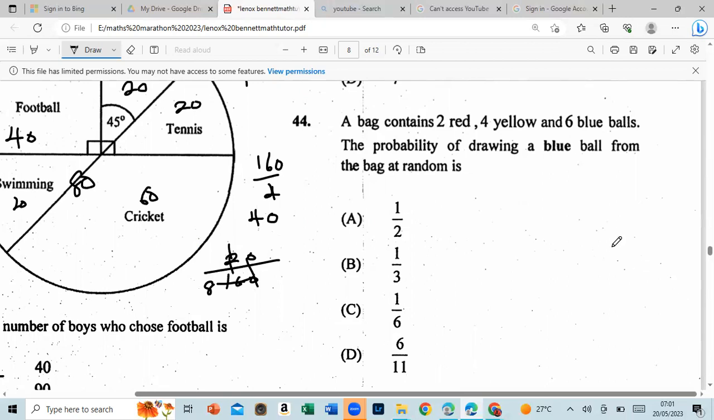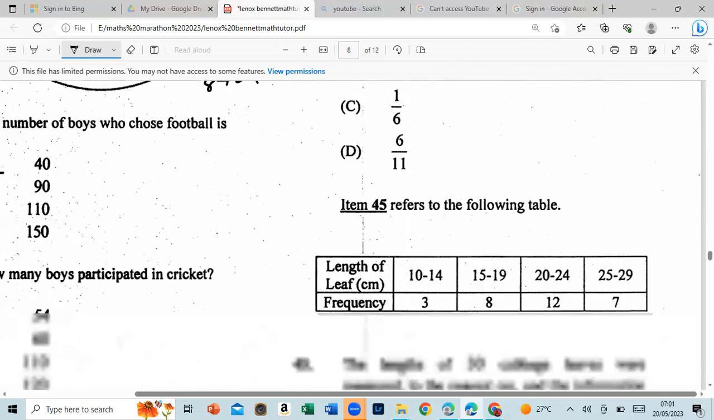A bag containing 2 red, 4 yellow, and 6 blue balls. The probability of drawing a blue ball from the bag at random is... First we need the total balls in the bag. So 2 plus 4 is 6, and 6 and 6 is 12. So we have a total of 12. How many blue balls exist? 6. So 6 over 12, which is a half. So it's more likely to pick blue balls than any other ball.